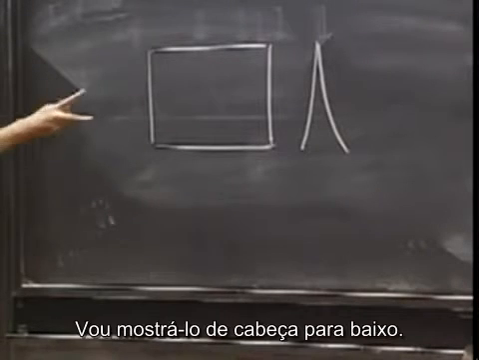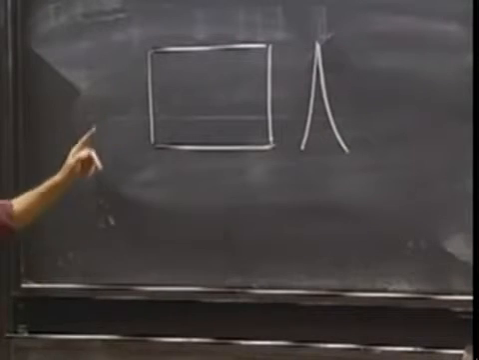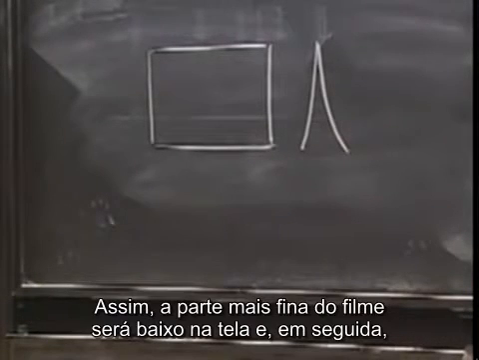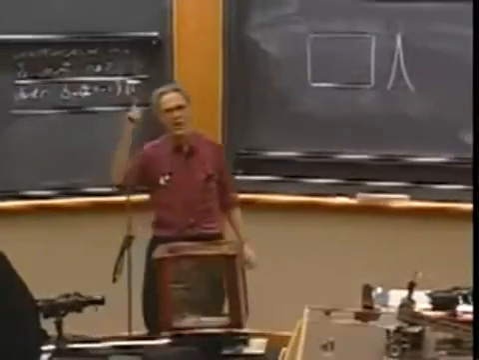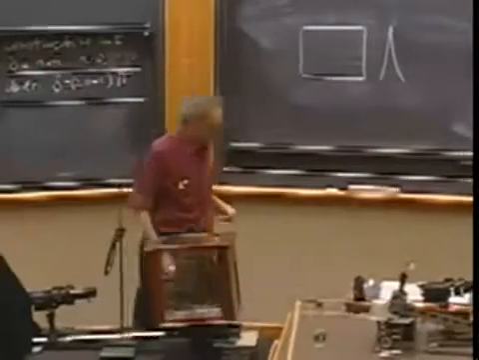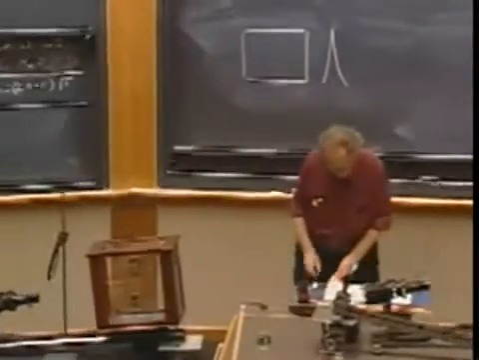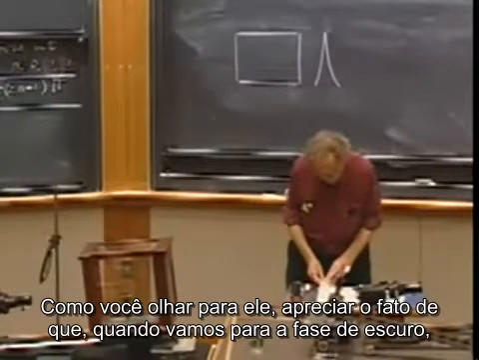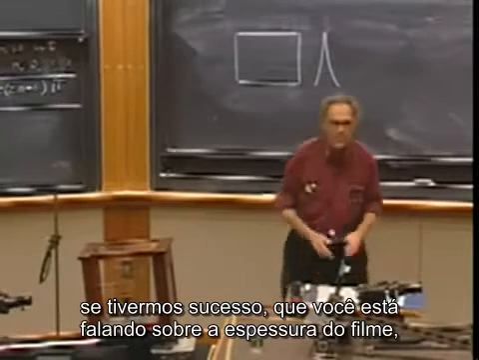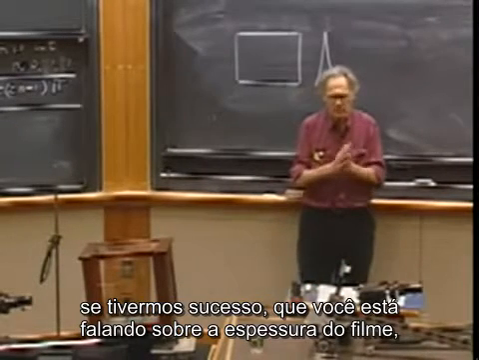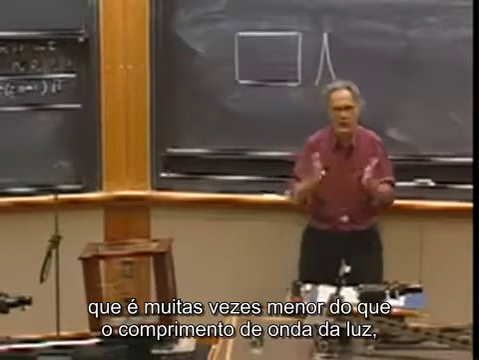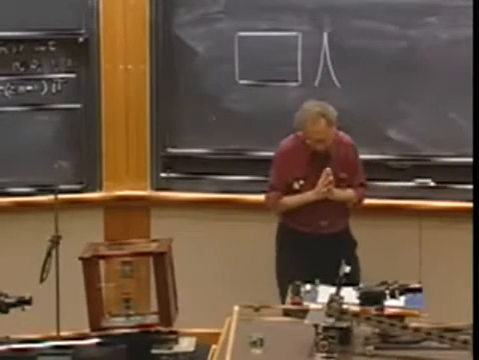I will show it to you upside down. So don't get confused, and that has to do with the way that we project it. So the thinnest part of the film will be low on the screen, and then the part of the screen that is the thickest of the film will be the upper part. As you look at it, appreciate the fact that when we go into the dark phase, if we succeed, that you are talking about the thickness of the film, which is many times smaller than the wavelengths of light, which is typically half a micron. Okay.